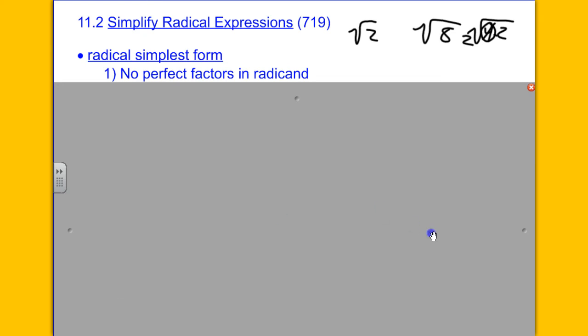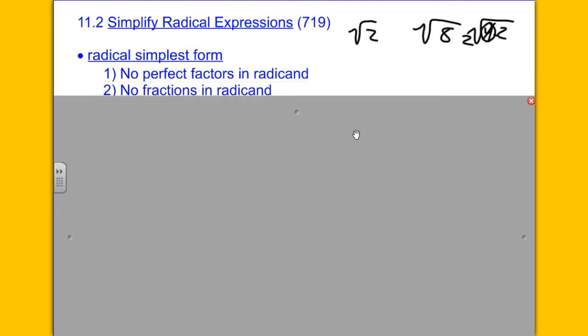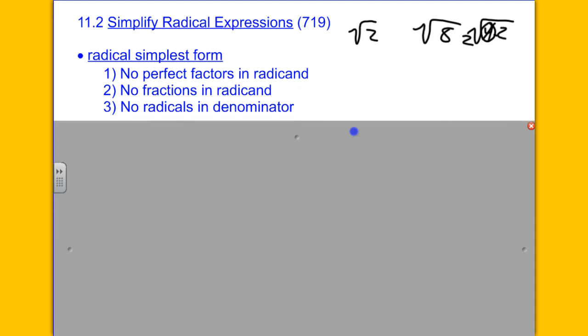A second important feature of a radical in simplest form is you may not have a fraction in the radicand. And that's because if you have a fraction in the radicand, you will have a radical in the denominator, which is not considered simplified. You may not have a radical in the denominator.